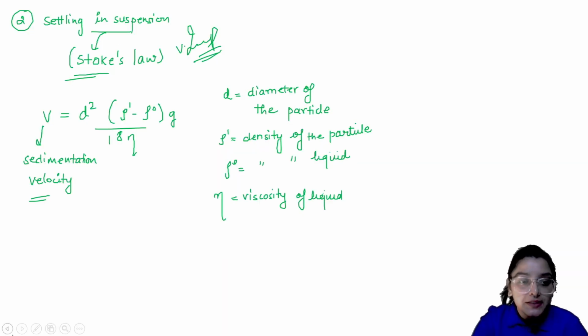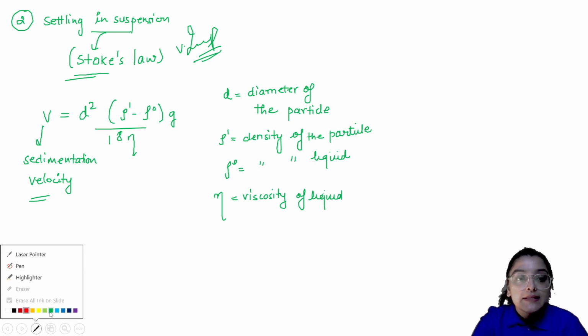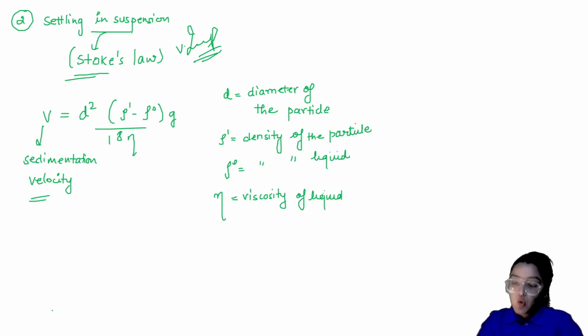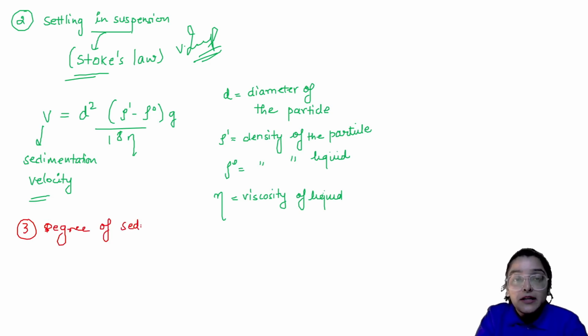So alright students, now we have seen about the settling in a suspension by the Stokes law. Now we will be discussing about the degree of flocculation. The first point that we considered was the particle size. The second that we considered was settling in suspension based on your Stokes law, and the third one is your degree of flocculation. Now the formula itself is degree of flocculation, not sedimentation, let me be correct, degree of flocculation.